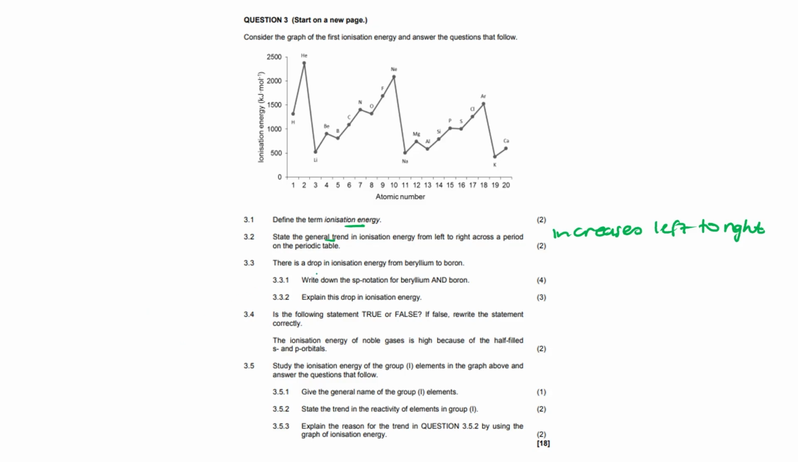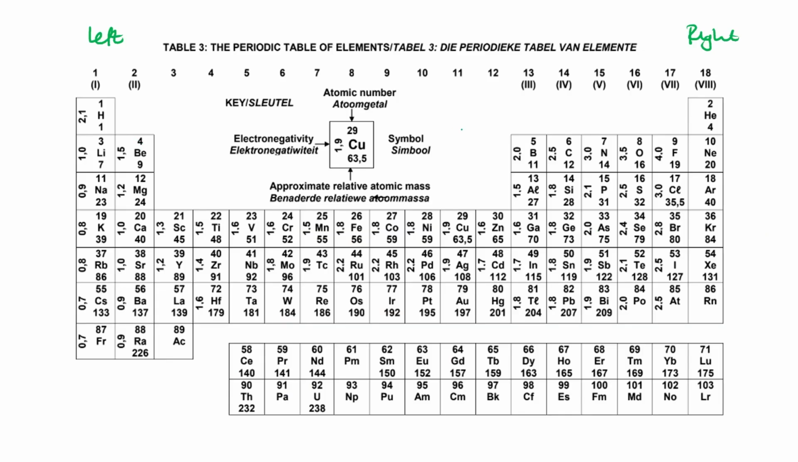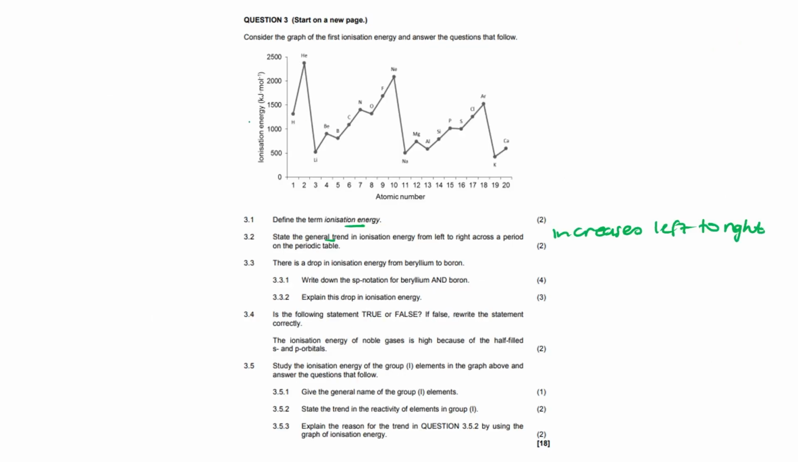3.3. There is a drop in ionization energy from beryllium to boron. So let's just go look at the periodic table. There's beryllium, there's boron. There's a drop in ionization energy. All right. Write down the SP notation for beryllium and for boron. 3.3.1, the SP notation of beryllium and the SP notation of boron.